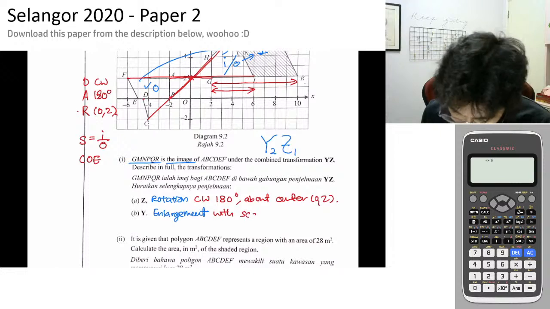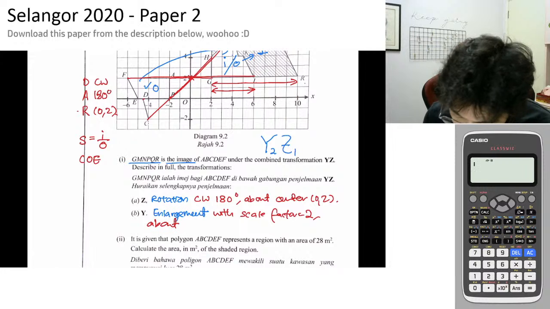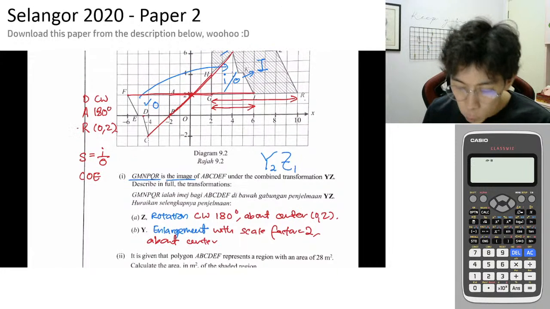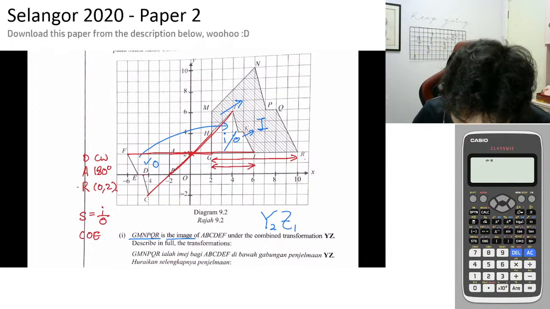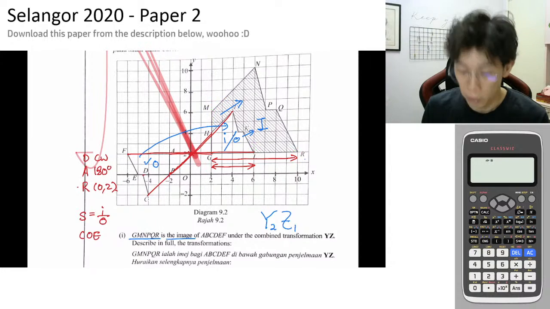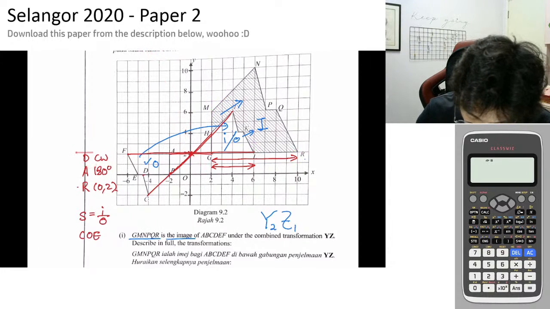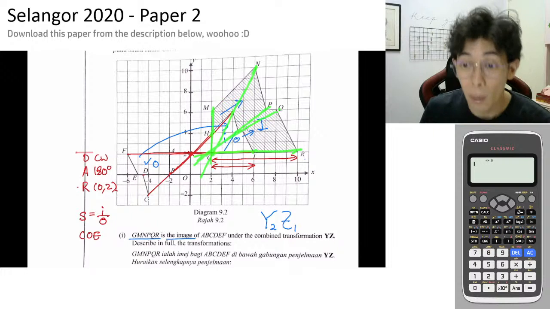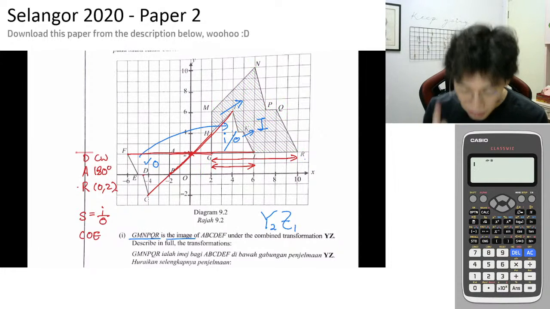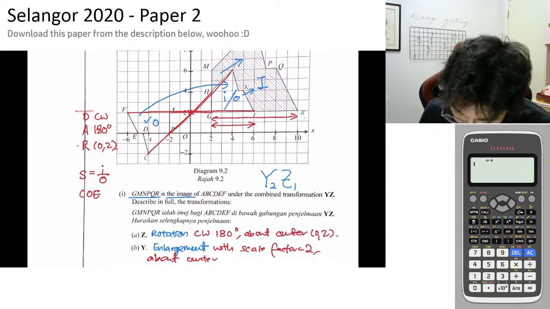So you get enlargement with scale factor equals 2, comma, about what center? About center of, you have to connect them. M to H, draw lines. R to L, draw lines. You see how I get the rotation point? So all the relevant points, you connect them together. The moment you connect them together, they will intersect at one point, and that point is your center of enlargement. That's your G. So you put there, center G.